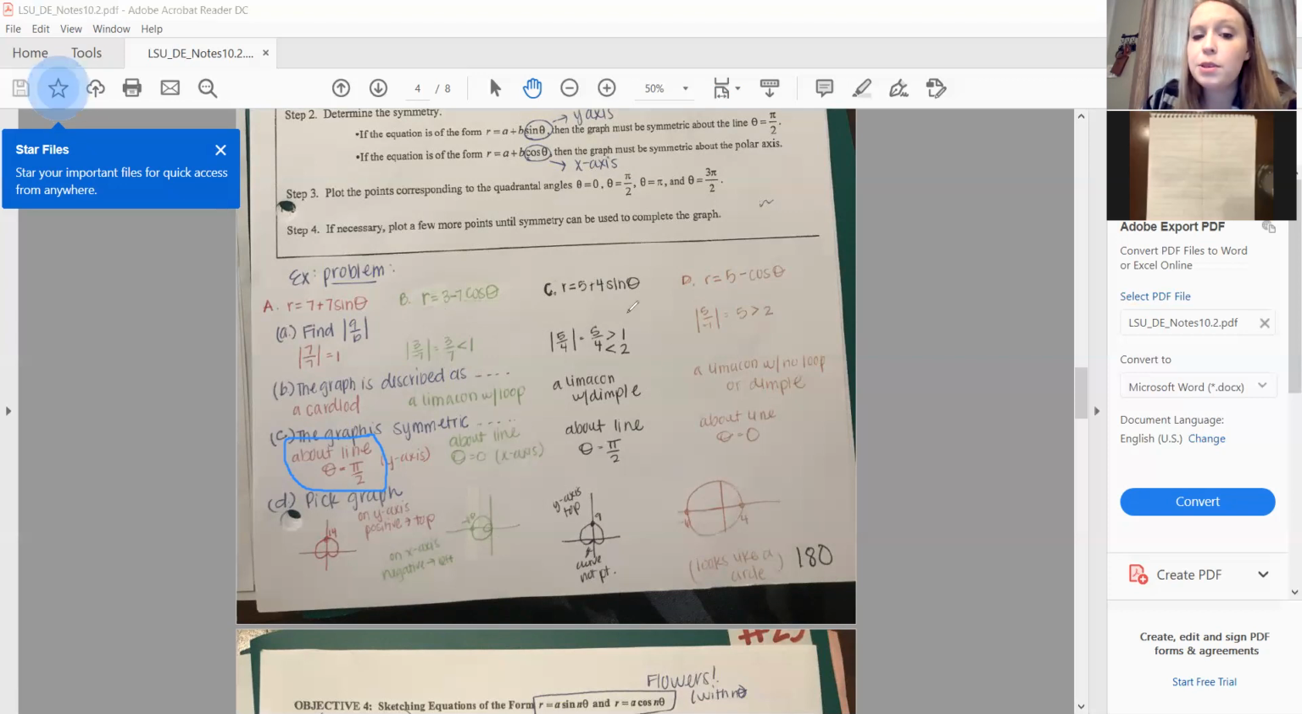5 over 4 is between 1 and 2, so it's a lemon with a dimple. Again, sine problem, y-axis. These are positive, so it should be on the positive y-axis. 5 plus 4 is 9.